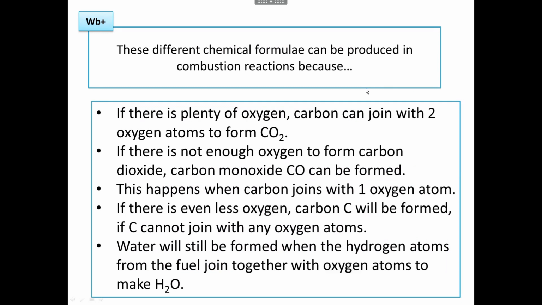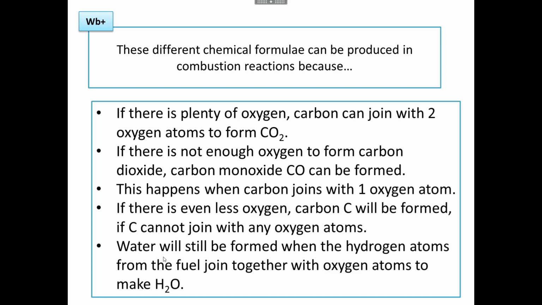Okay, right, using chemical formula to explain what's happening. These different chemical formula can be produced in combustion reactions because if there's plenty of oxygen, carbon can join with two oxygen atoms to form CO2. But if there's not enough oxygen, one oxygen atom joins with carbon to form carbon monoxide, CO. Or if there's not enough oxygen for that, carbon C will be formed because carbon doesn't join with any oxygen atoms. Water is always formed because it's a hydrocarbon that's burning.